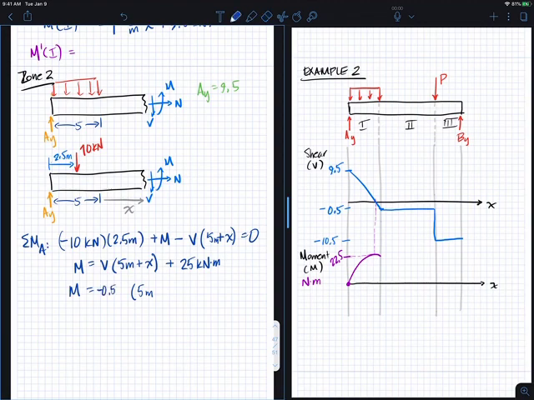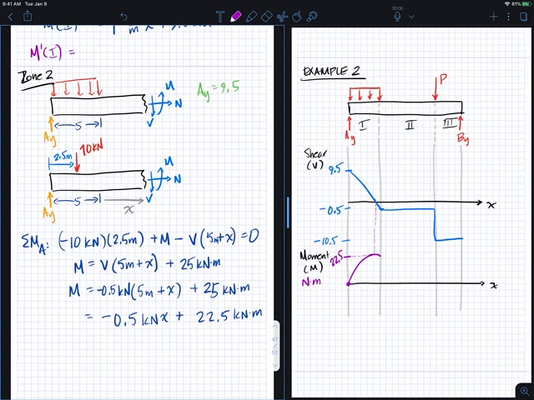Negative 0.5 kilonewtons. My units are making sense. Plus x plus the 25 kilonewton per meter. And now I have my final equation. When I distribute this out, I have negative 0.5 kilonewtons times x plus 22.5 kilonewton meters. So now my moment on this side is a line, right? I have the equation of a line.